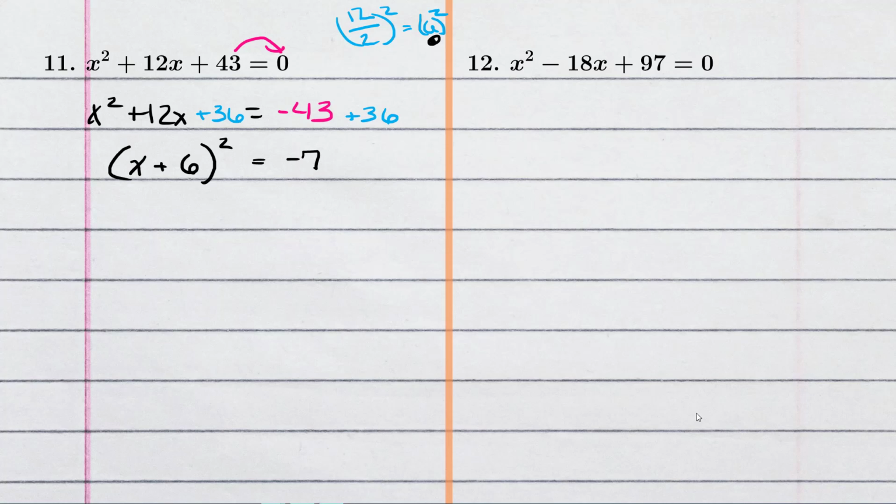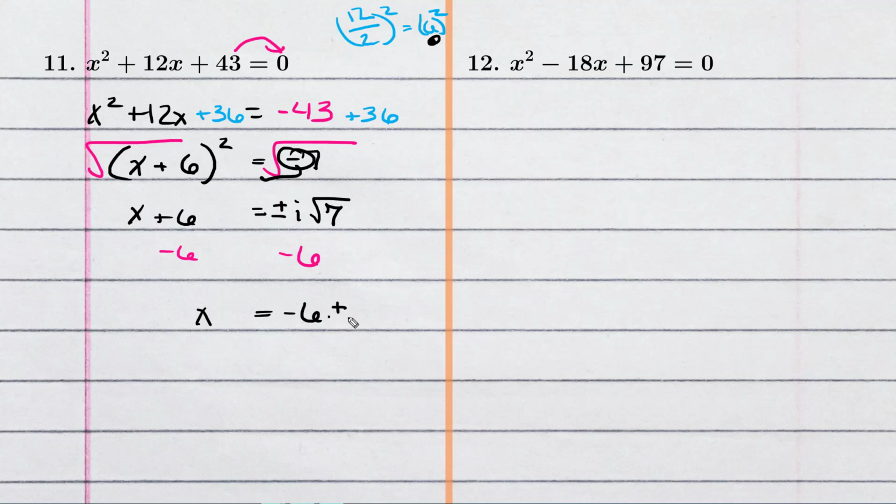Take the square root of both sides. And when I take the square root, it automatically gives me that plus or minus. So we have x plus 6 is equal to plus or minus i square roots of 7. Because we have that negative number that came out, and when it comes out, it's an i. Now I need to move the 6 to join the right-hand side. So I would subtract 6 from both sides. And so x is equal to negative 6 plus or minus i square roots of 7.